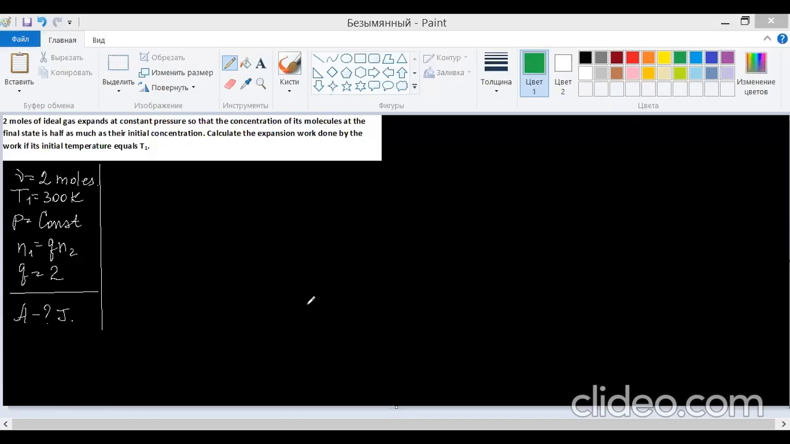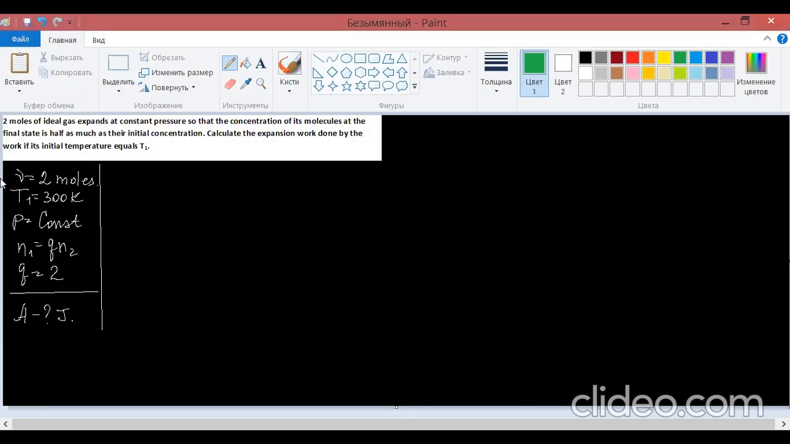So, I hope that you are ready to proceed to the next assignment. It's a problem which we must solve. Here it is. Two moles of ideal gas expand at constant pressure so that the concentration of its molecules at the final state is half as much as the initial concentration. Calculate the expansion work done by the gas, if its initial temperature equals T1. So let's get started then.